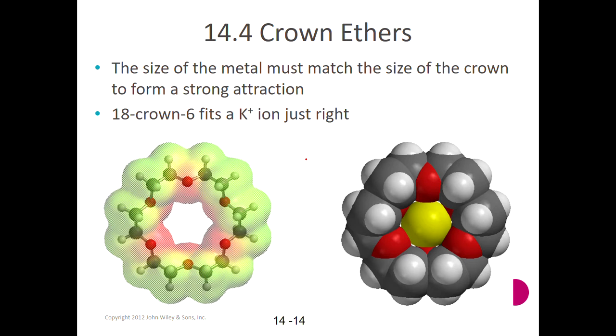And so here's a space-filled model that shows the size of the metal atom and the size of the ether, and the red are all the oxygens. You can see they're all facing in there, surrounding the metal atom really nicely. And so the 18-crown-6, 18 total atoms in the ring, 6 of them are oxygens, happens to fit the potassium ion just right.